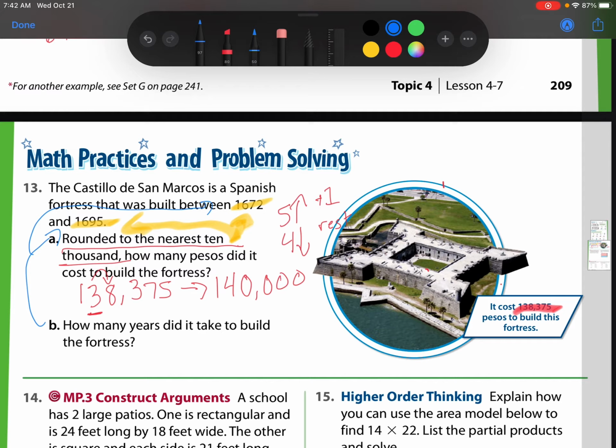Because now it's asking how long did it take to build that fortress. Well, we have 1695, and we're going to subtract 1672. So what do we get when we subtract these? Well, look, it gave us a pretty easy subtraction, no regrouping even. So it took us 23 years to build this fortress.